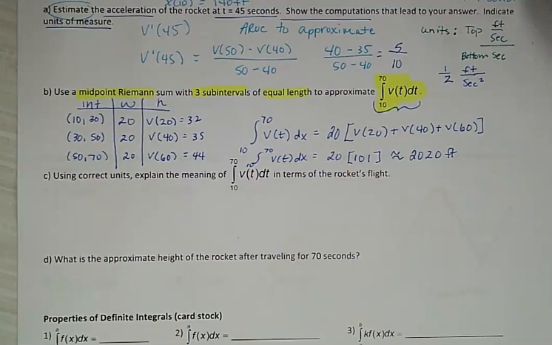Why is it feet? Because what are we trying to do here, right? We're looking at those units. And so if we're going backwards, then we're talking about a distance. All right. So let's move on to part C. Part C says, using correct units, explain the meaning of the integral from 10 to 70 of v of t dt in terms of the rocket's flight.